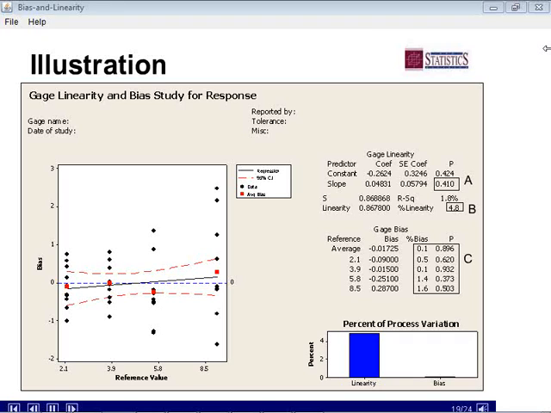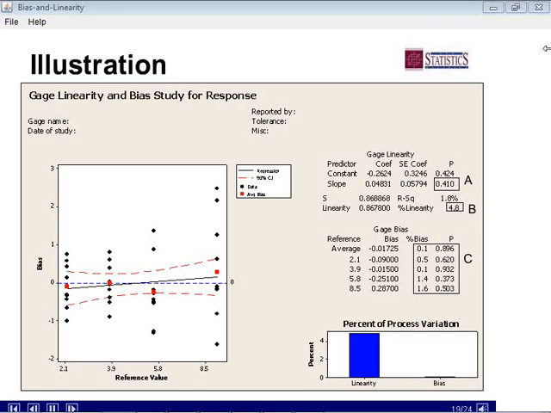Now, under there, you see gauge bias. What it's doing here is giving you the bias and the percent bias that I showed you how to calculate earlier for each reference value. The overall average is the first line that you see there. Then you see the bias for each one of the individual parts. So you've got 5 things sitting there: the bias and the significance of the bias for each individual part and for the overall average.